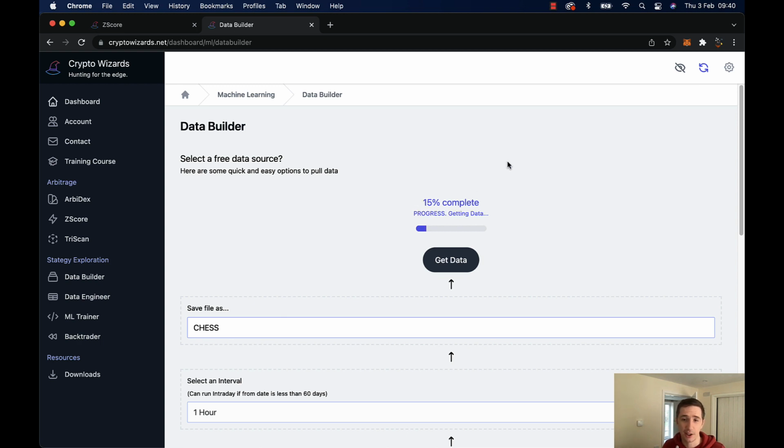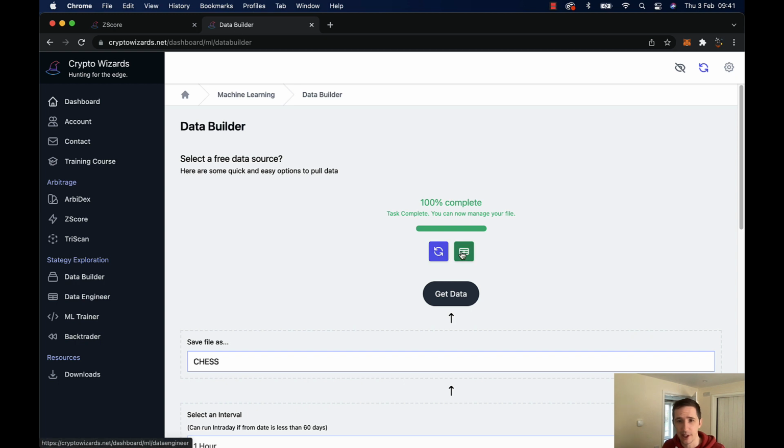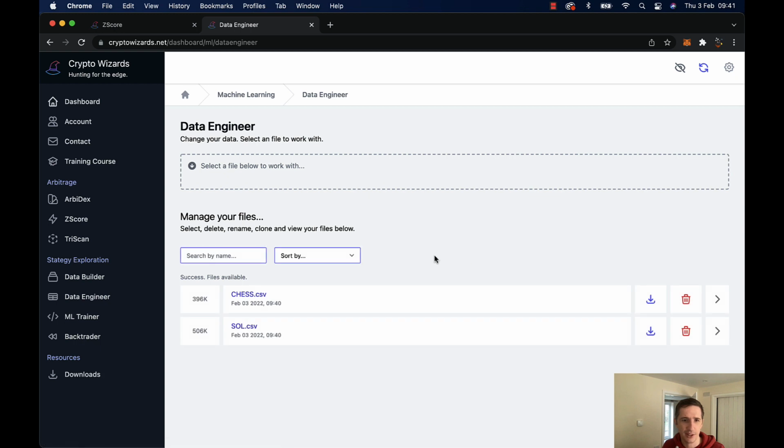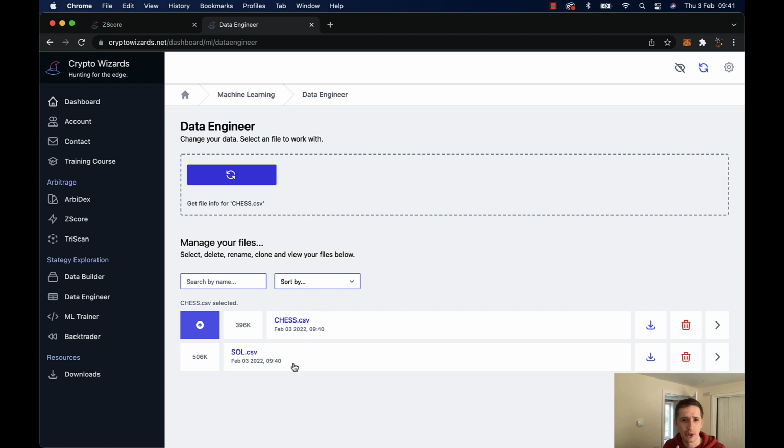It doesn't actually take that long to download the data, funny enough. I mean, it's done. So now I'm going to go to the data engineer, which is here, but I can also click on this icon here to get there. And here are my 2 files. What I want to do is join these 2 files into one file. I'm looking to end up with a file that has the close price of each asset, Chess and Sol, to do these calculations. I'm going to show you the calculations in Excel. We're going to re-upload that into here and backtest it.